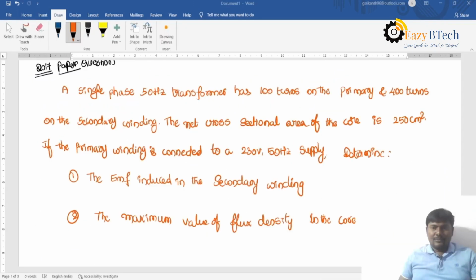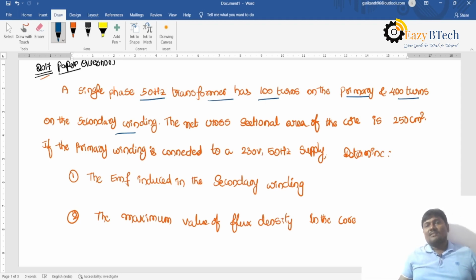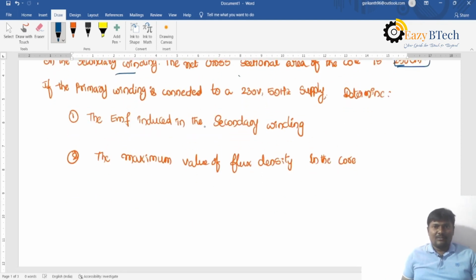This is a previous year question paper problem from the year 2017. A single phase 50 Hz transformer has 100 turns on the primary and 400 turns on the secondary. That means it is a step-up transformer. N1 is 100, N2 is 400, and the frequency is 50 Hz. The net cross sectional area of the core is 250 centimeter square. The primary winding is connected to a 230 volt 50 Hz supply. Determine the EMF induced in the secondary winding.